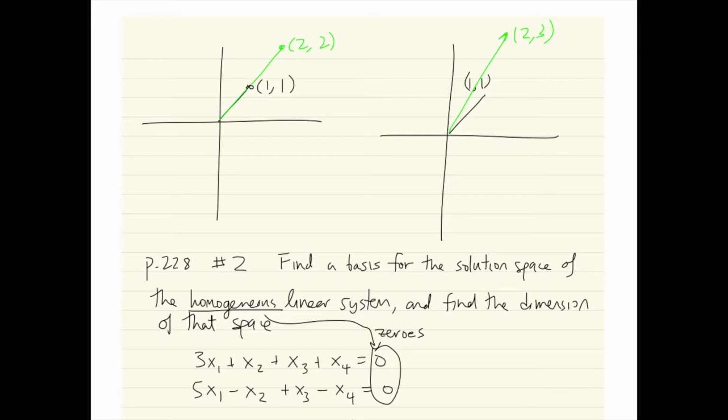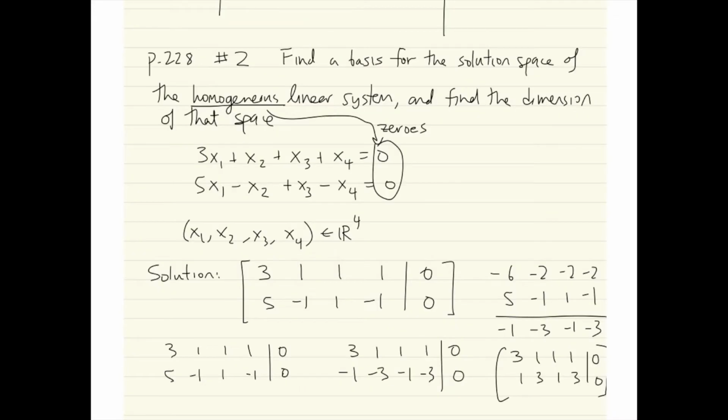All right, let's do an example from Anton. It says, find a basis for the solution space of the homogeneous linear system and find the dimension of that space. First of all, this term homogeneous, when referring to a linear system, just means that the numbers here are all 0. So the solution is to form the augmented matrix and then row reduce.